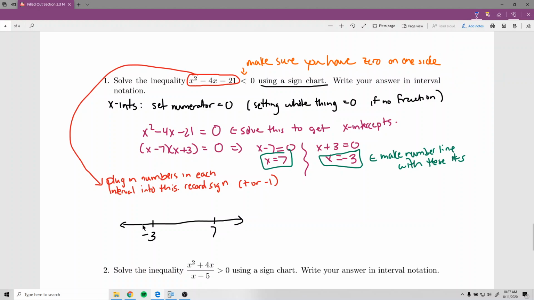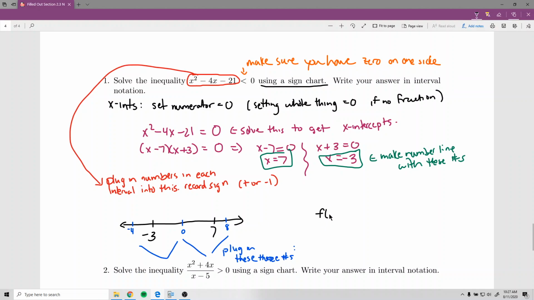So what I mean by each interval is we have to the left of negative 3, we can plug in like negative 4. Between negative 3 and 7, if you can plug in 0, I always recommend plugging in 0. It's the easiest thing to plug in. And then plug in something to the right of 7. You can plug in 8. So we want to plug in these three numbers into x squared minus 4x minus 21.